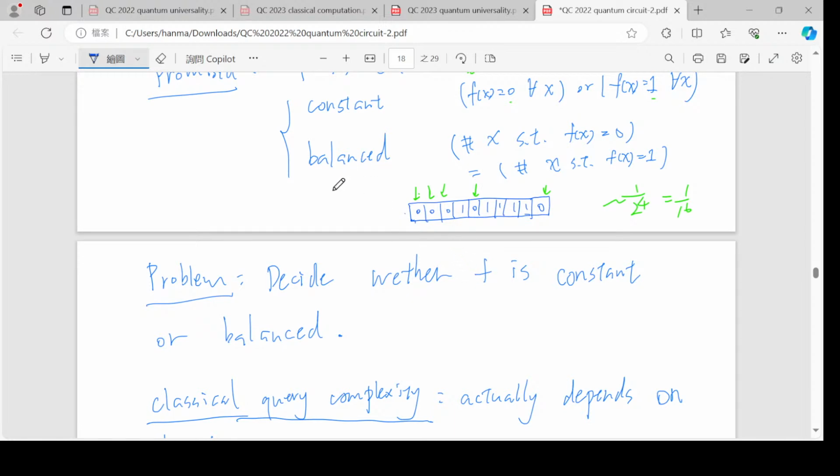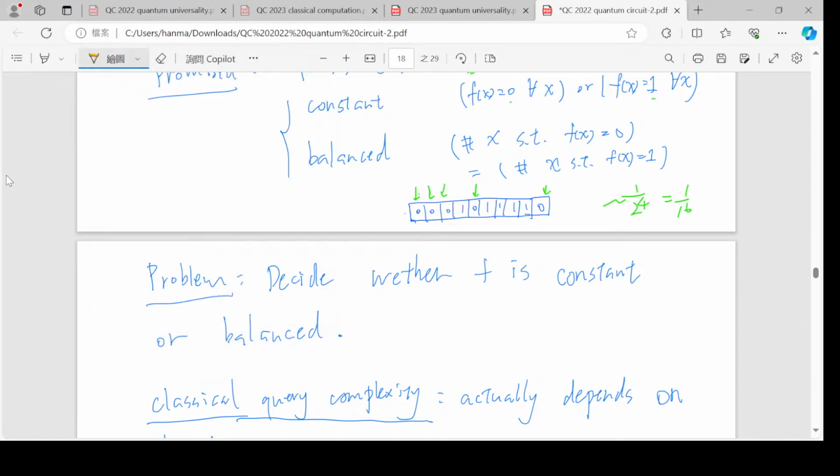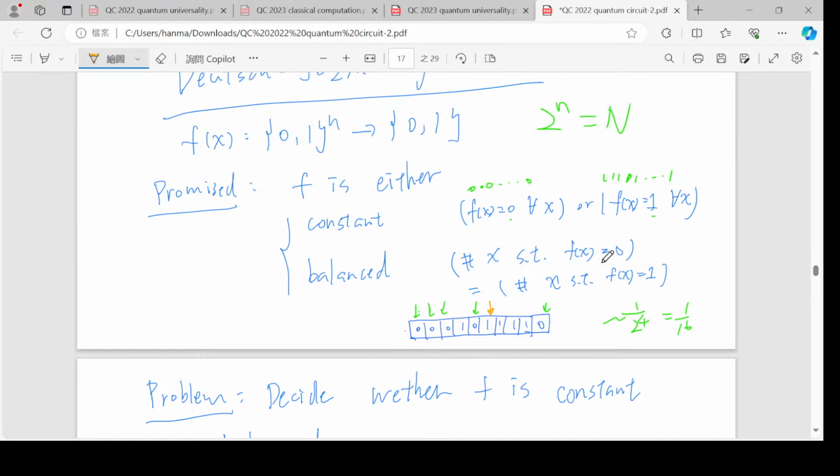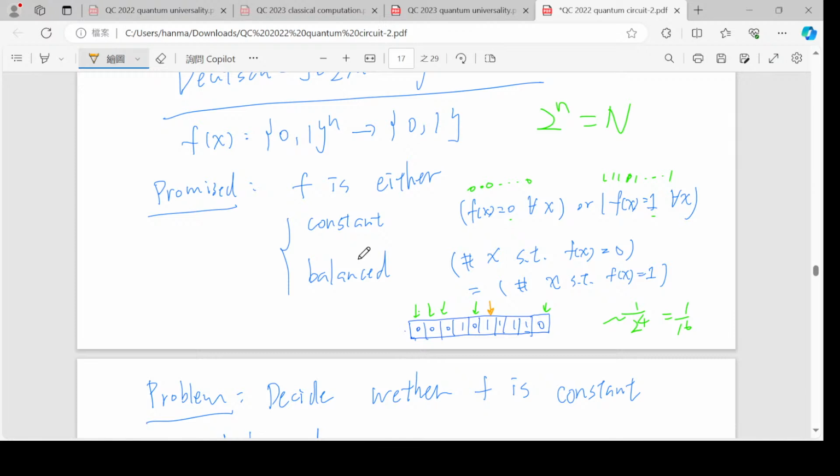To make sure it's either constant or balanced, I should change the color to make this more useful. If you are really unlucky, your algorithm might look at places of this string, and even though it's a balanced string, which looks very different from all 0 or all 1, you might just get unlucky and see all zeros. So you might see N over 2 of the zeros. Sorry, I've been talking about the number wrong. The number of possible zeros is big N over 2, not small n over 2.